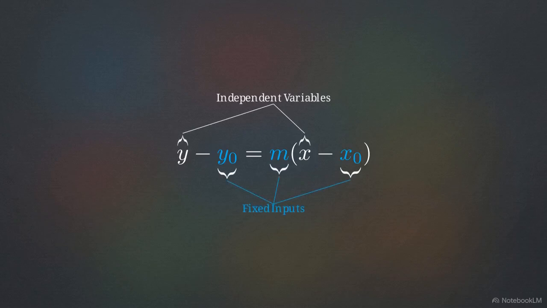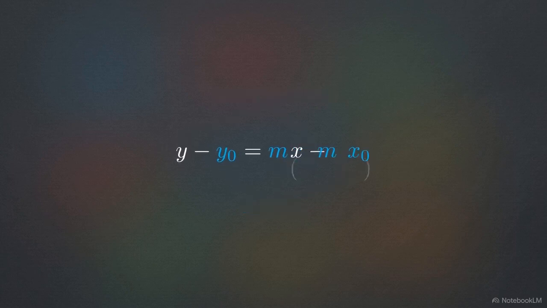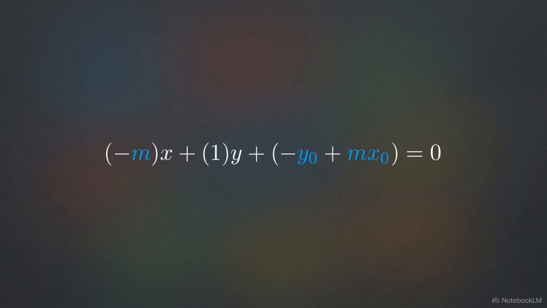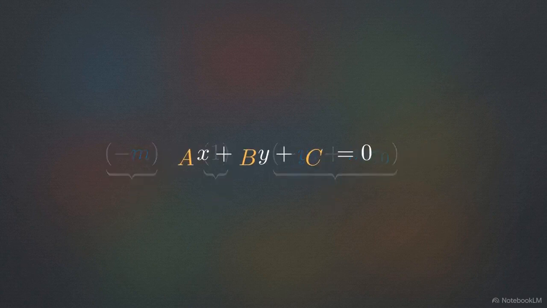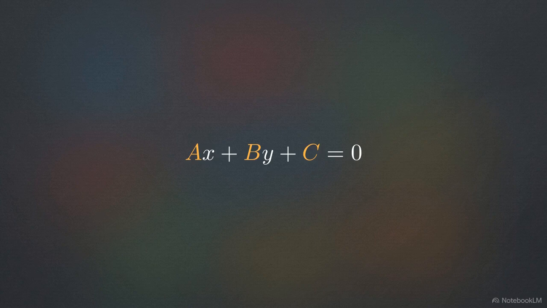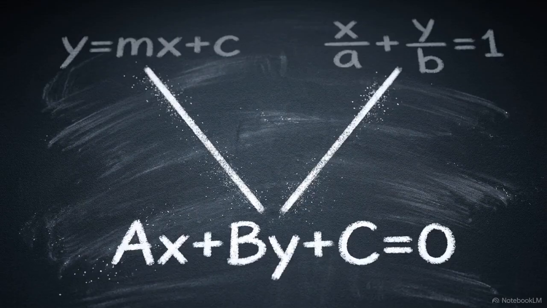We can see the structure by looking at the standard slope-point form. Independent variables x and y stand apart from fixed inputs. We distribute slope m across the x terms and move everything left to equal 0. Grouping variables with coefficients and isolating constants as a, b, and c reveals the general format. This proves that the situational formulas used in introductory geometry are actually the general polynomial in a different arrangement.